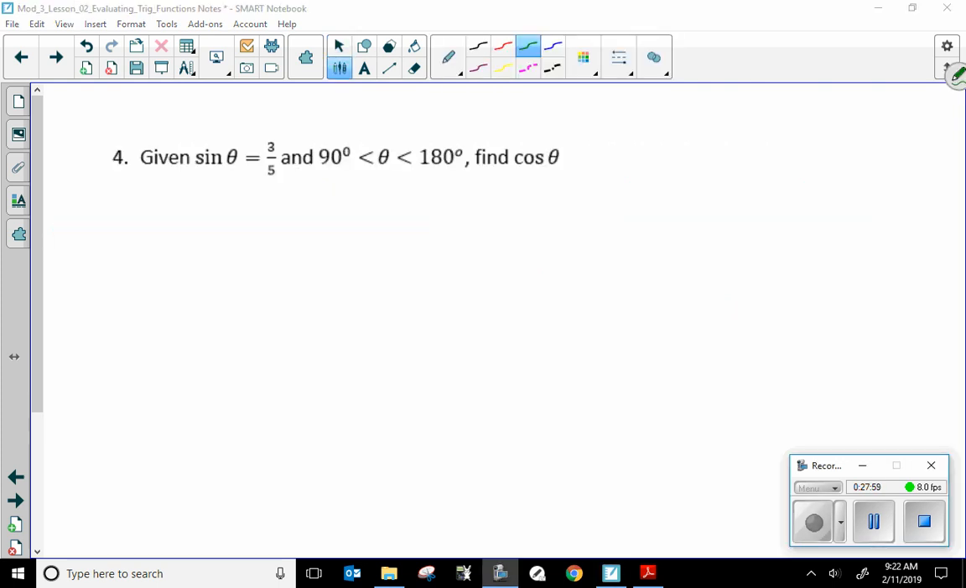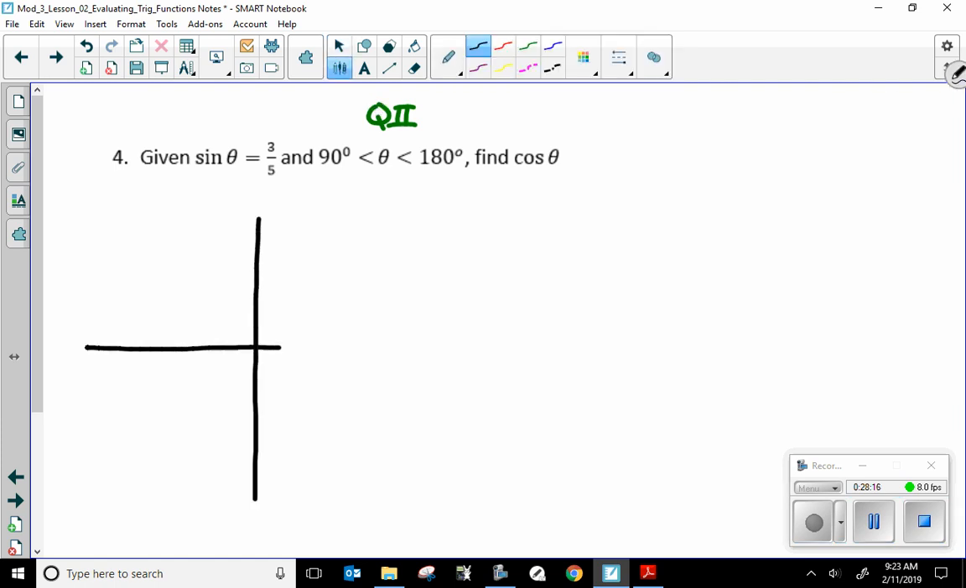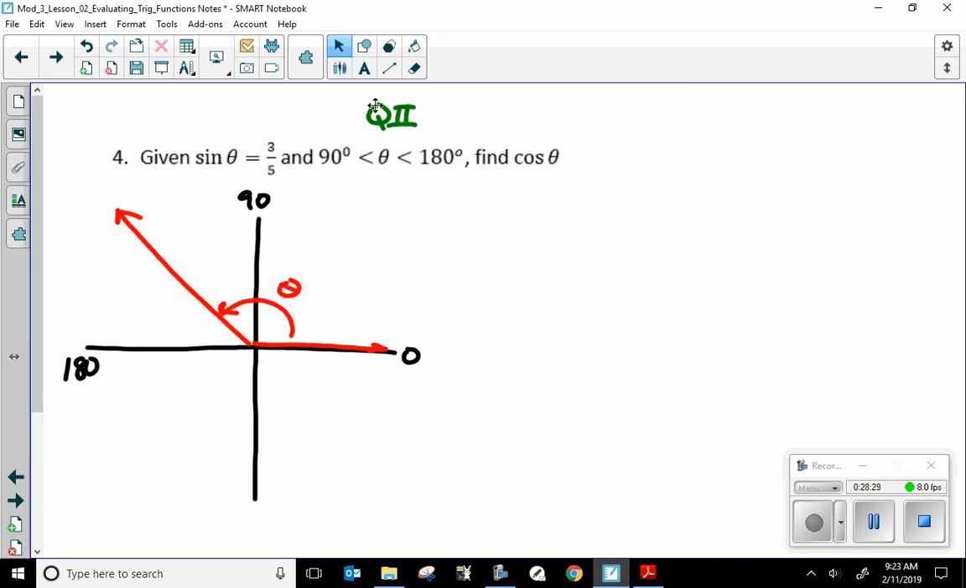Given that sine of theta is 3 over 5, and that theta is in between 90 and 180 degrees, that means it's in quadrant 2, people. We will visually draw that so that you understand that in a second. Find the cosine of theta. All right, well, let's draw it. There you go. Here's 90. Here's 180. Here's 0. I know some angle. It's right here. I'll just draw that in the middle. That's theta. And again, I'm going to have a triangle.